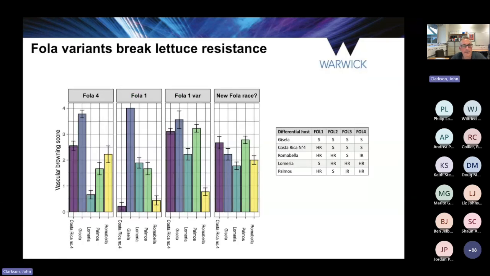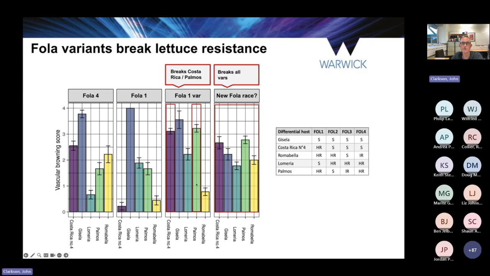So Emily Turner, one of my PhD students, has done some phenotyping on some of these variants with a focus on the race 1 variants. And this is just to illustrate the breaking of resistance that I mentioned earlier. So here we have a race 1 variant, and this just shows the amount of disease at harvest, so the vascular browning score, and it shows Costa Rica here becomes highly infected with this race 1 variant compared to the race 1 isolate on the left-hand side here.